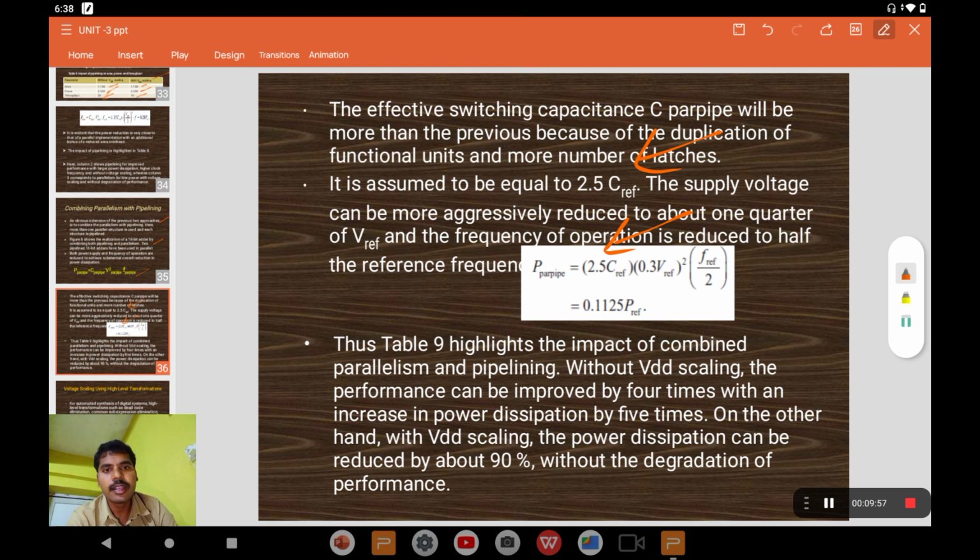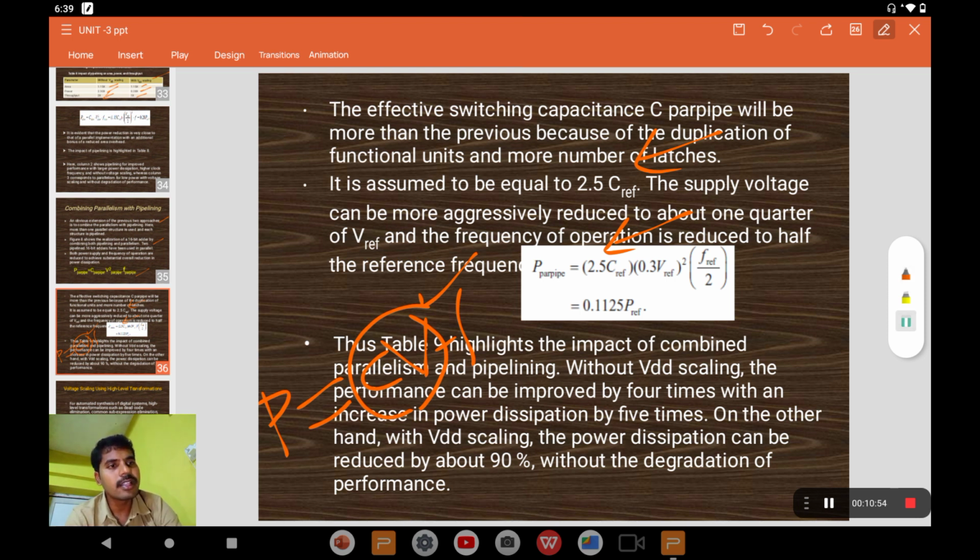Because the C reference value is increased, the F reference also decreases. Generally we know that P is equal to CV²F, right? If you observe this, the supply voltage and capacitance are inversely related. That means if the capacitance value increases, the supply voltage decreases, right? Here V² is 1/4 of the value, that means 1/4 of the overall V reference value. If the supply voltage decreases, obviously the frequency also decreases, because frequency and supply voltage are also linearly dependent, right? That was also discussed in the previous slide. F is directly proportional to VDD times (1 minus VT by VDD) whole squared. One equation will be there.